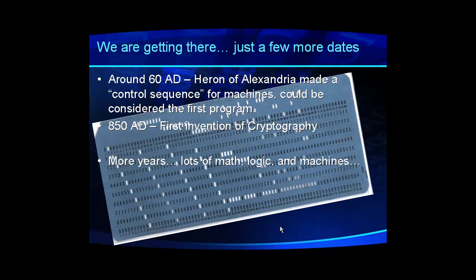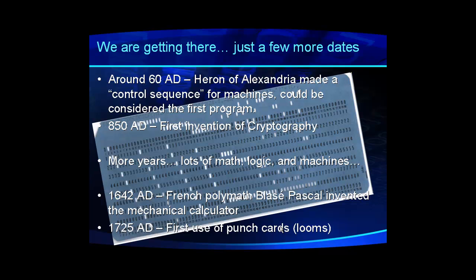A lot more years later, a lot of math, a lot of logic, and a lot of machines. We actually get to 1642 when Blaise Pascal invented the mechanical calculator. In 1725 AD, the first use of punch card in looms was actually created. So as you can see, as we're going down the path, there's many things that are starting to happen that we can repeat, increase quality, understand the counting, and that's really where the basis of computer science comes from.